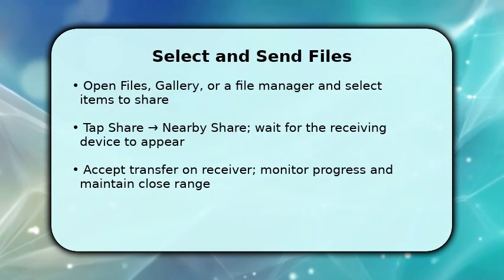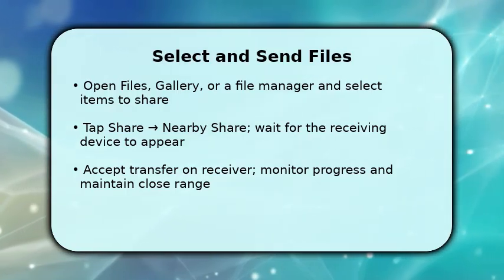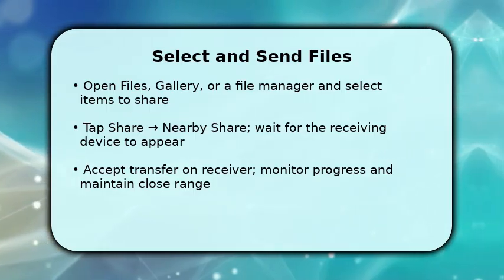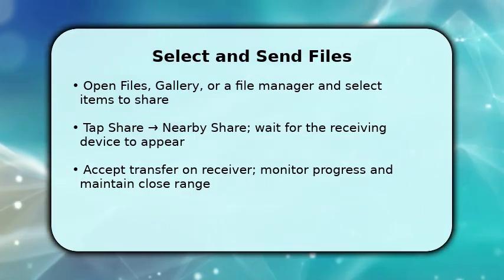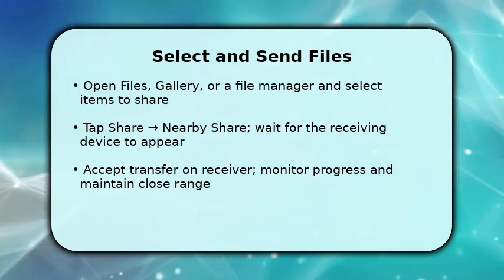Now pick the files you want to send. In Gallery or Files, select Images, Videos, or Documents. Tap Share, choose Nearby Share, and your device will scan for nearby receivers. When the receiver appears, tap their device name to initiate. This starts an encrypted transfer.